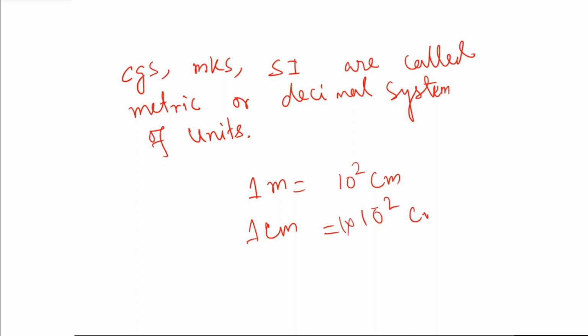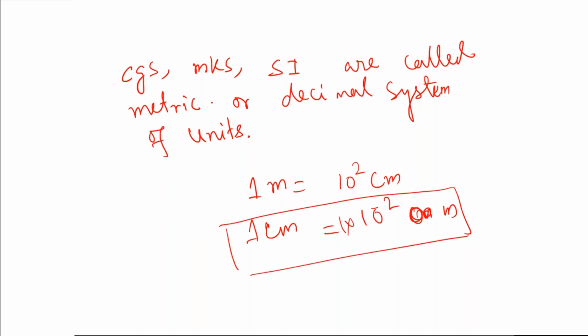So you can see that MKS, CGS unit also has this kind of thing: if you come from lower unit to higher unit or higher to lower unit, you have to just multiply or sub-multiply by power of tens. That's why these are called metric or decimal unit systems. These are called decimal system of units.